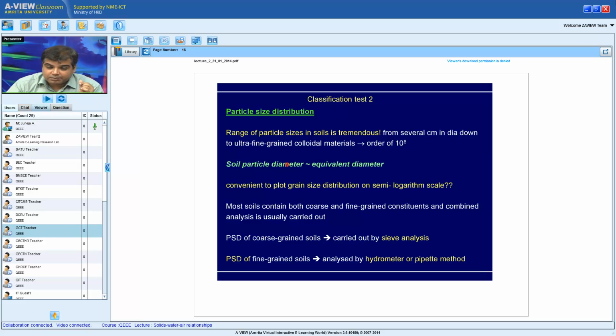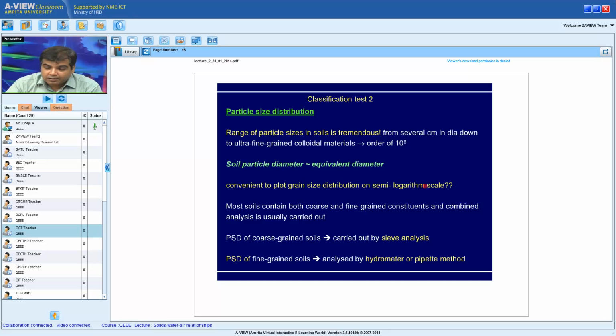And we normally represent the soil particle diameter, knowing that particles are not spherical in shape. So what we look at is, in fact, the equivalent diameter. We look at the equivalent opening size of a grid, and the equivalent diameter of the soil particle is taken. Usually the range is too large, 10 to the power 8 or so, so if you want to represent this on a scale, we take a logarithm scale.